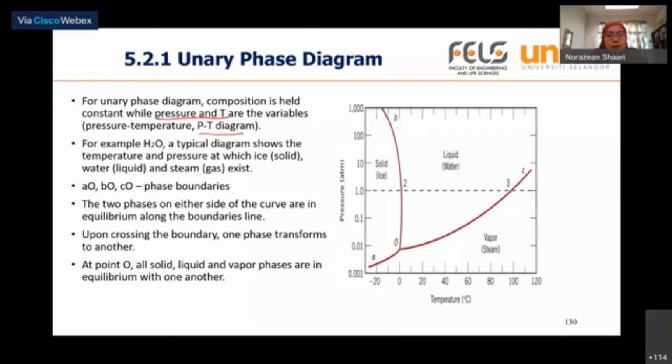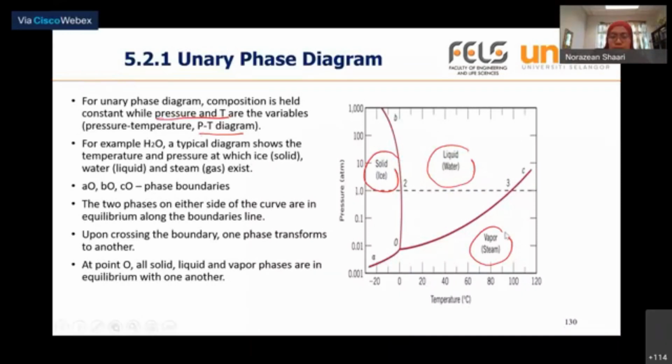So example H2O shows the temperature and pressure at which ice, which is solid, water, which is in liquid stage, and also steam ataupun gas ataupun vapor. So AO, BO and CO ni adalah phase boundary. So the two phases on either side of the curve are in equilibrium along the boundary line.